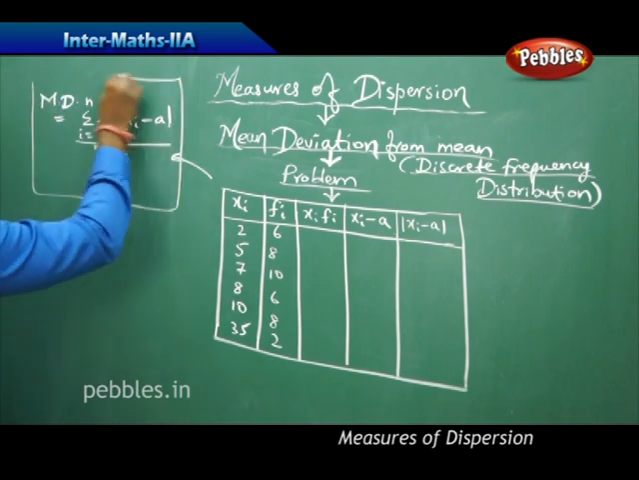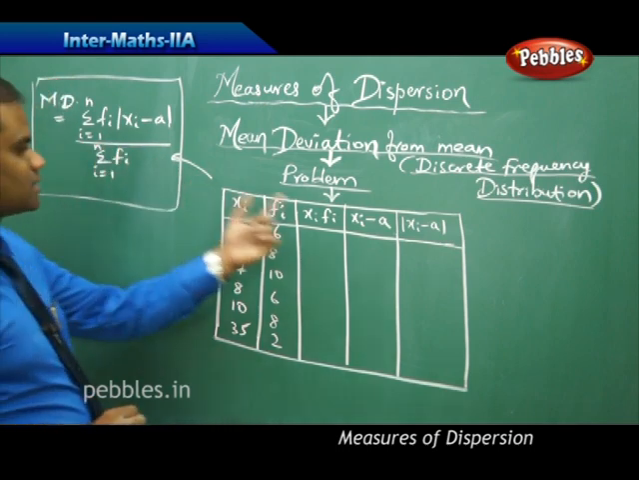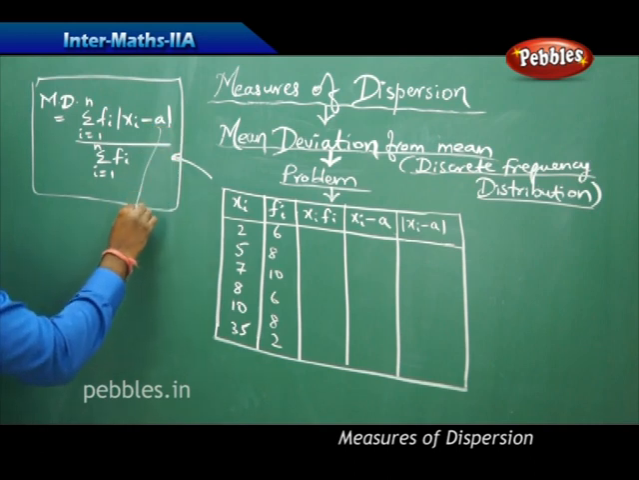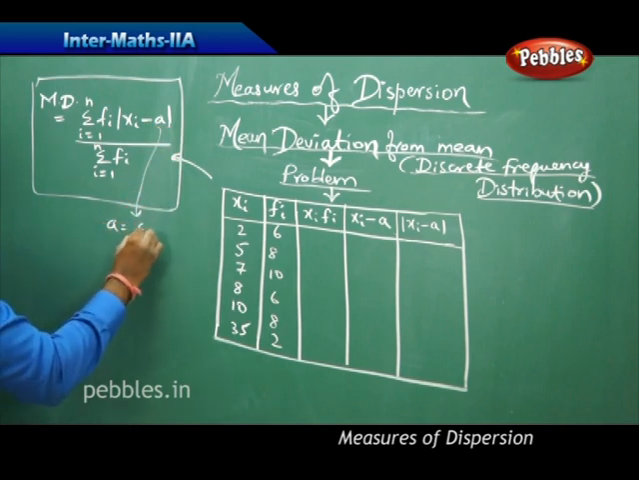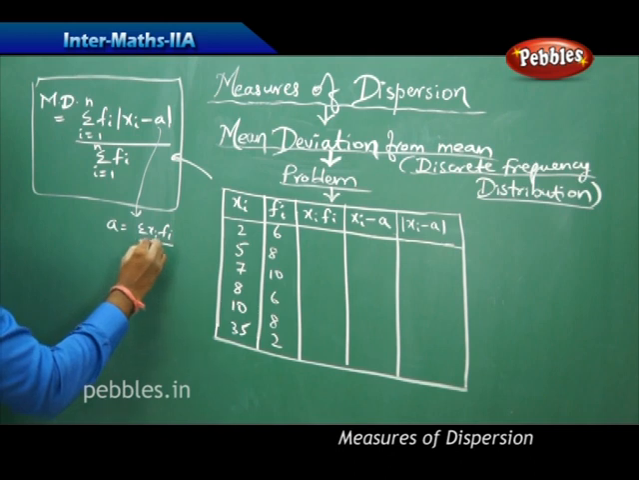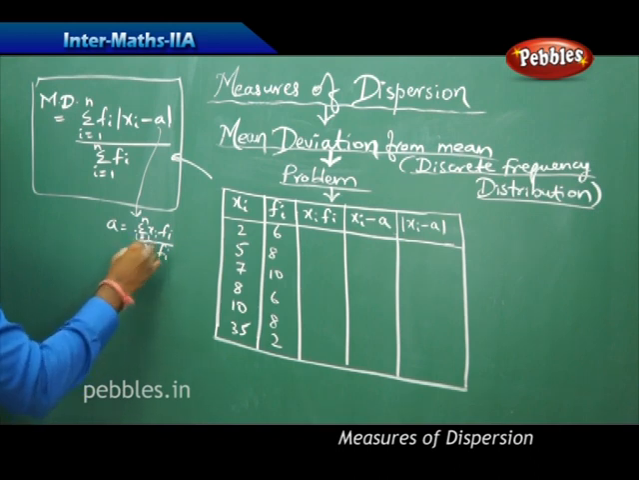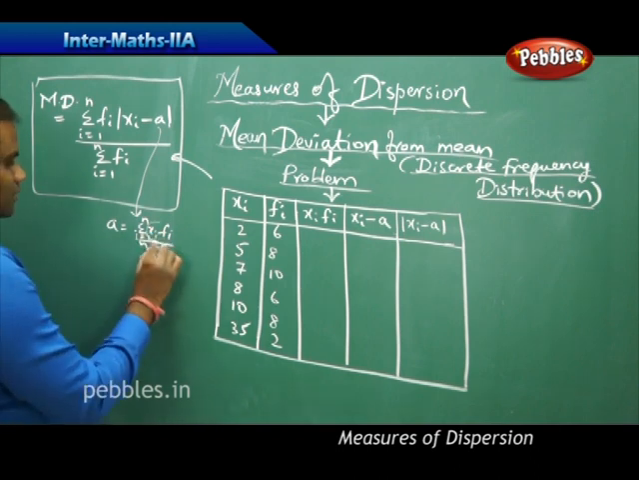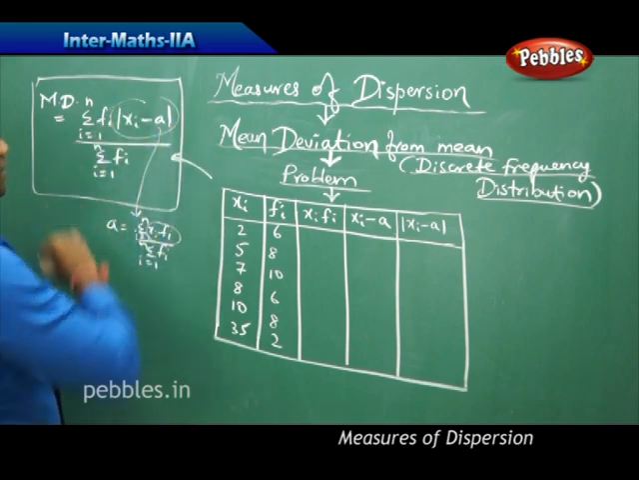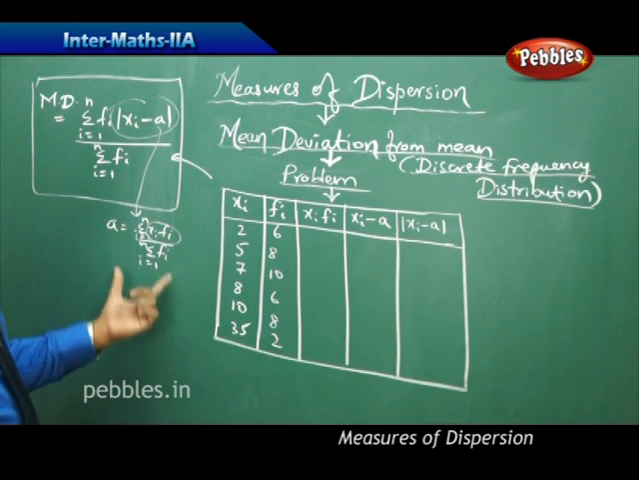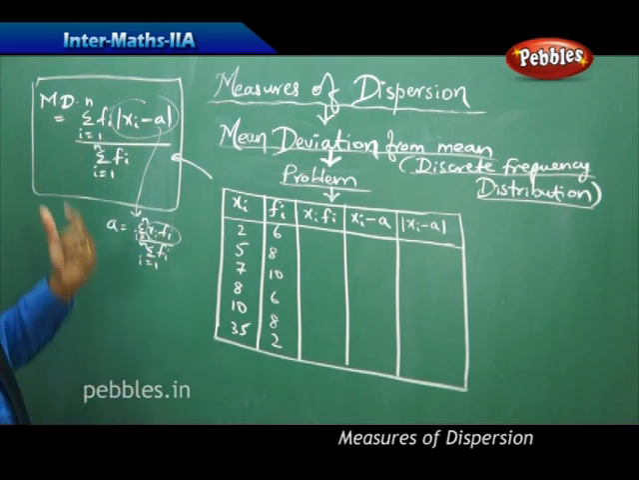Therefore, it is essential that I find each of xi minus a and mod xi minus a, and since my mean a is given by sigma xi fi by sigma fi, i running from 1 to n, I need to find this from the columns. After we find them, we substitute them in the respective formulae and we get the mean deviation as desired.